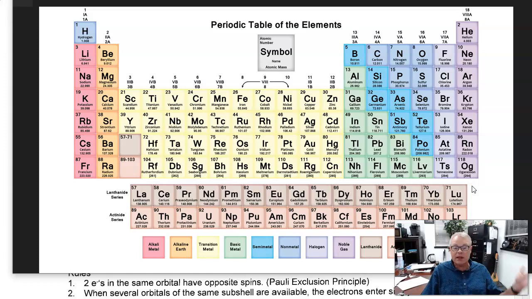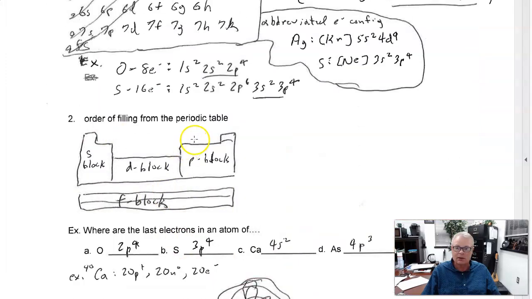Okay, well, let's do one we've already done. We did oxygen, right? So where are the last electrons in the oxygen atom found? Well, I'm in the p block. I am second row, so 2p, 1, 2, 3, 4, 2p4. All right, let's take a look at our notes. Is that where we ended up? Yeah, it sure is, 2p4. See?